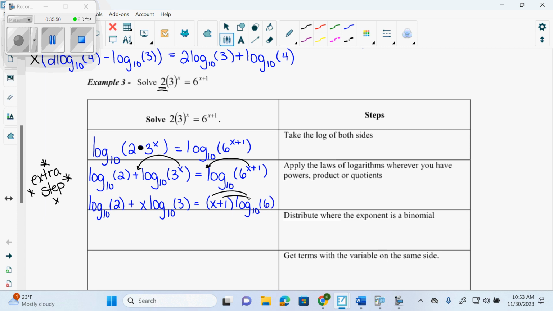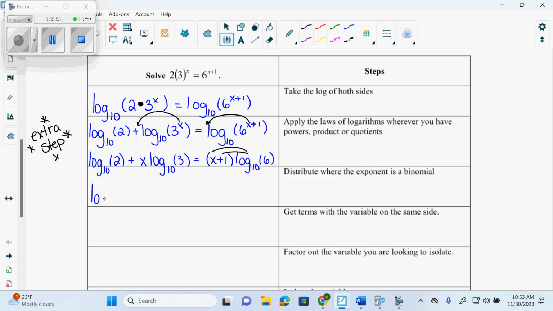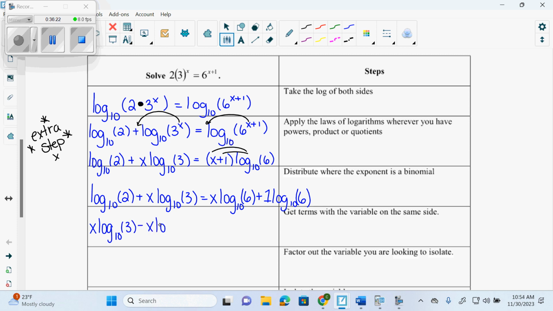I have to distribute my x plus 1. So I get log base 10 of 2 plus x log base 10 of 3 equals x log base 10 of 6 plus 1 log base 10 of 6. Then our same next step. What's the next step? Get our x's to one side, everything to the other. So I'm going to go x log base 10 of 3 minus x log base 10 of 6 equals log base 10 of 6 minus log base 10 of 2.